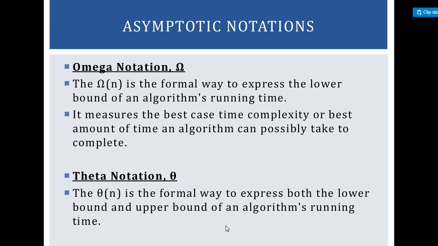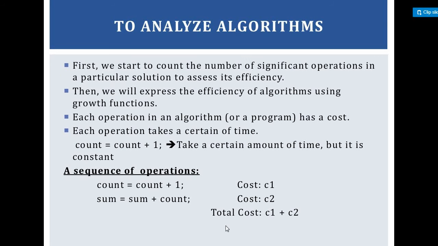Next, the omega notation. Omega of n is the formal way to express the lower bound of an algorithm's running time. This measures the best case time complexity, or the best amount of time an algorithm can possibly take to complete. Now theta notation. Theta of n is the formal way to express both the lower bound and upper bound of an algorithm's running time. So to analyze an algorithm, first we start to count the number of significant operations in a particular solution to assess its efficiency.